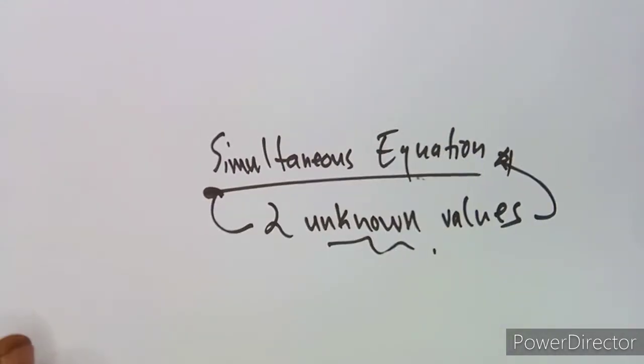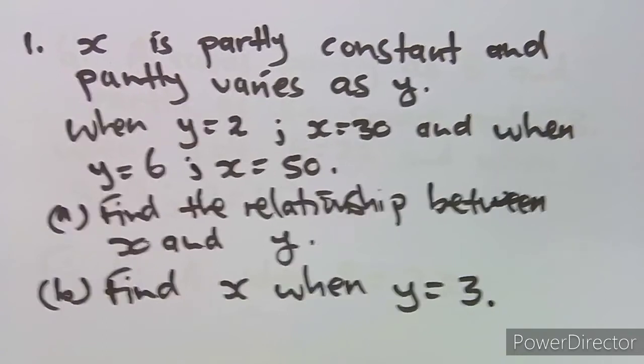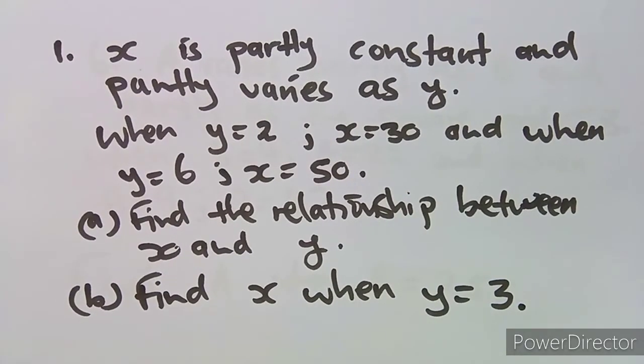All right, so I want us to cross-check the questions that we are given from this exercise. Like I was mentioning, we are going to focus on exercise 9E. We are given question number 1 on exercise 9E, where X is partly constant and partly varies as Y. So let's take note, guys.